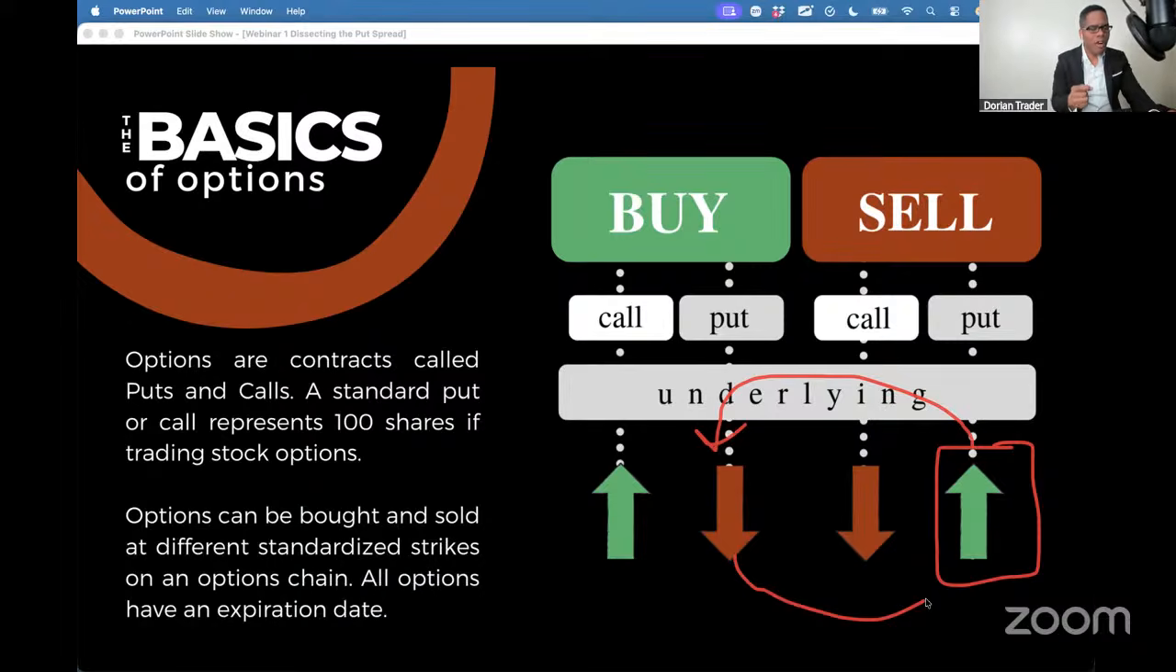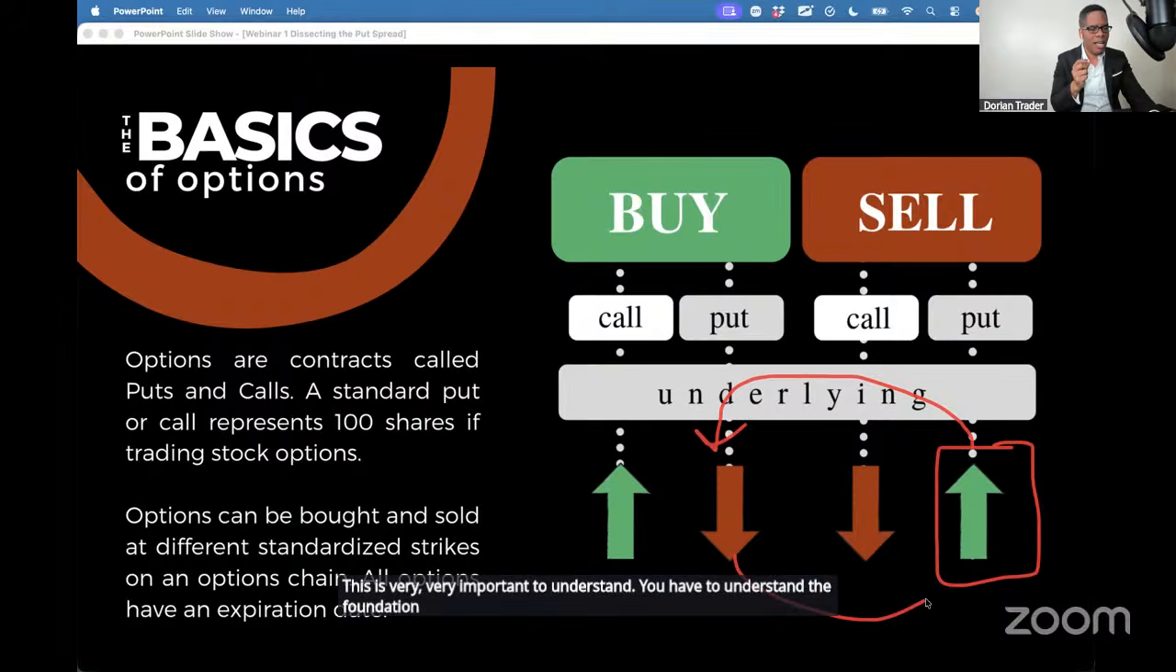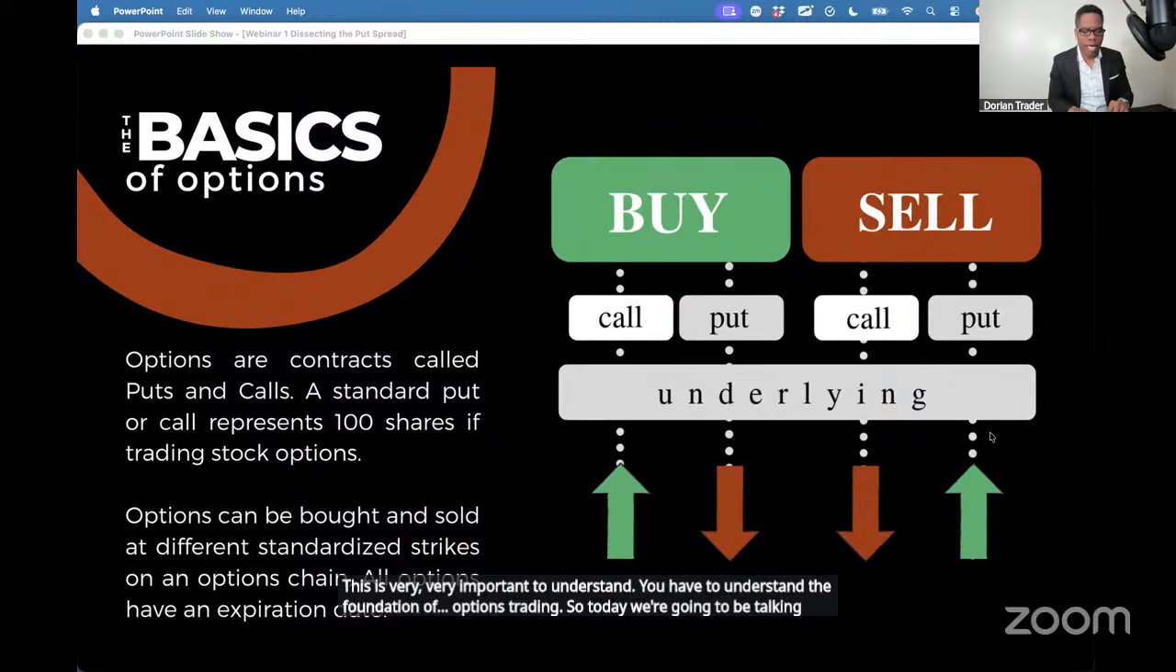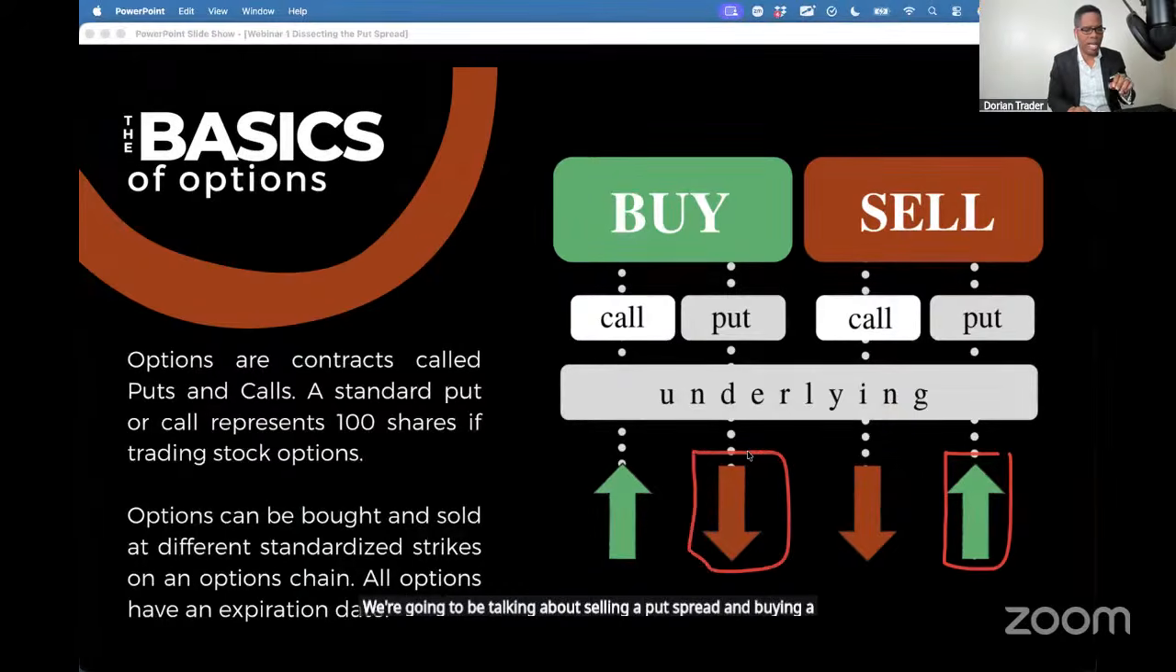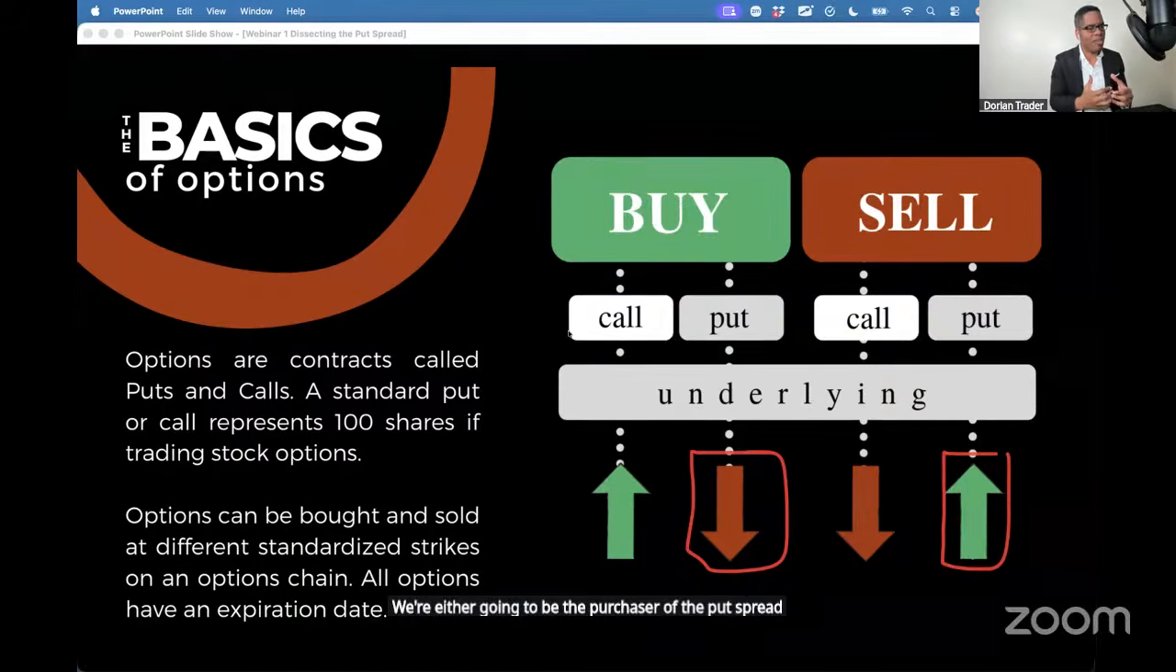This is very, very important to understand. You have to understand the foundation of options trading. So today we're going to be talking about this put spread. We're going to be talking about selling a put spread and buying a put spread. Simultaneously, we're going to be buying a put and selling a put. We're either going to be the purchaser of the put spread or the seller of the put spread.